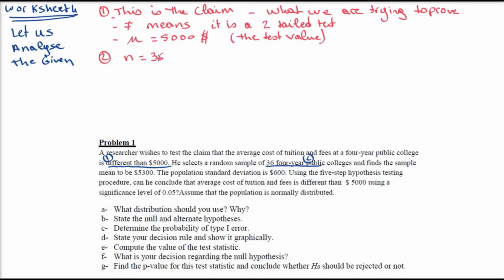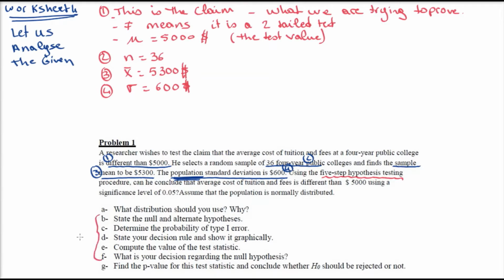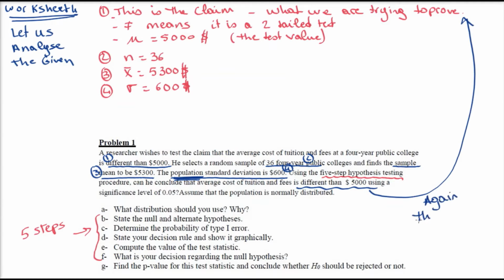The sample size is equal to 36 colleges, which means n is equal to 36. The sample mean is equal to $5,300, and this is our x bar, and the population standard deviation is equal to $600, which puts us in our first case that we are testing a mean and the standard deviation of the population is known. To solve this, we're going to use the 5-step hypothesis testing, and the significance level is equal to 5%.